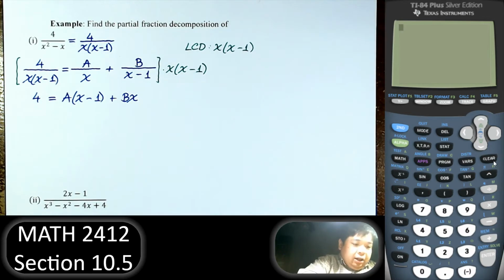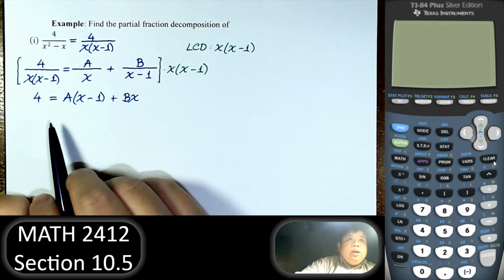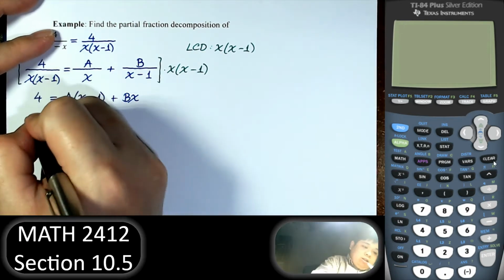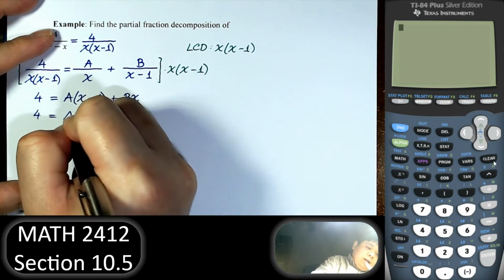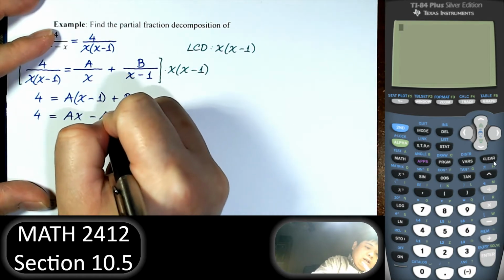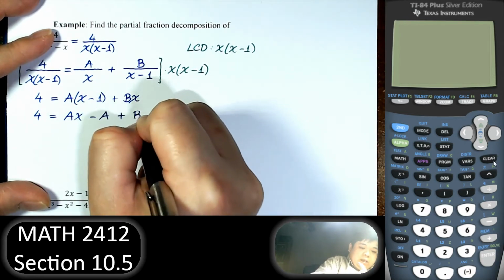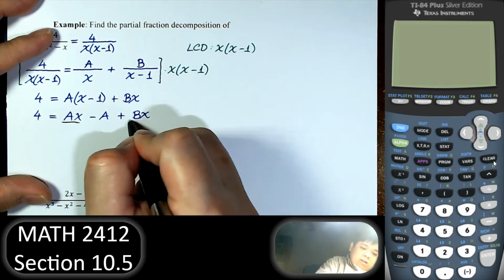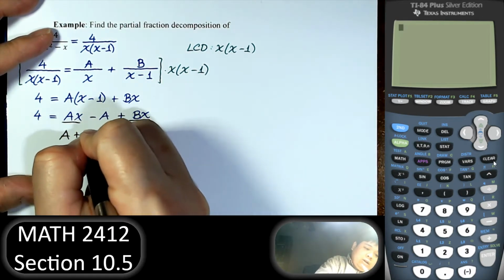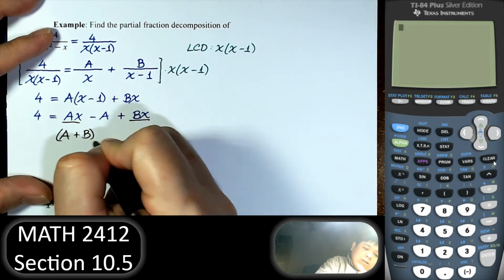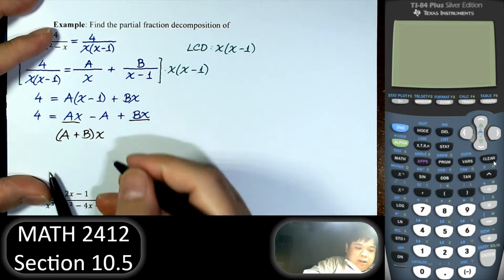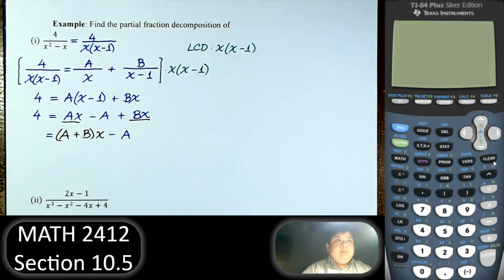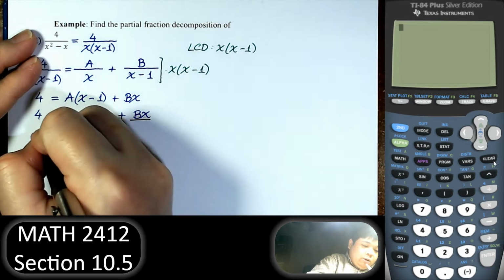Right. Next, what we do is the method of undetermined coefficients. I'll just multiply this out. Ax minus a plus bx. Combine like terms: a plus b times x, and then minus a. On the right hand side is 4.